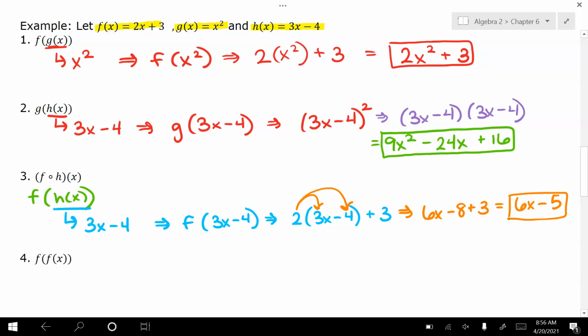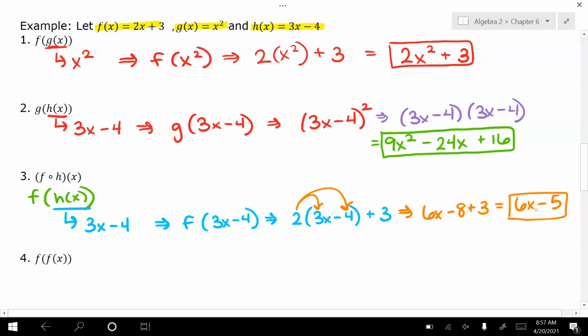So h's function is that 3x minus 4. So that's what we're putting in for f. So f is 2x plus 3. So 2 times 3x minus 4. So you put that in for x, and then plus 3. Now you have to distribute because you've got 2 times that quantity. So that's how I got 6x minus 8 here. And then I just combined the negative 8 and the positive 3 to get my negative 5. So I just added like terms together.